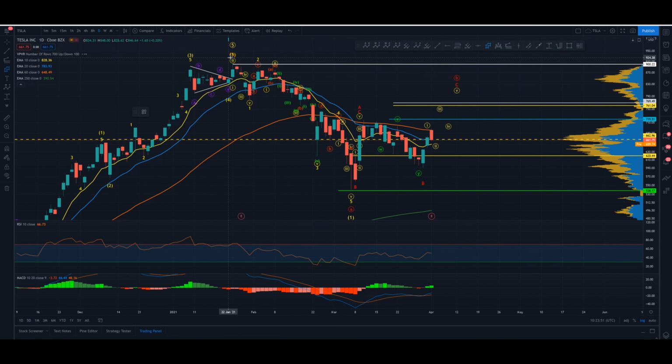Right, this for me is 5 waves down all day. Impulse wave. Right, no overlap, perfect. 3 is not shorter than the 1 or the 5. 3 is actually the longest in this case. No overlap from the 4 or the 1. This is a perfect impulse wave down.